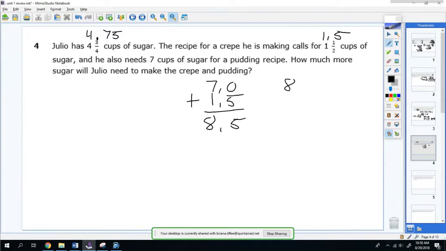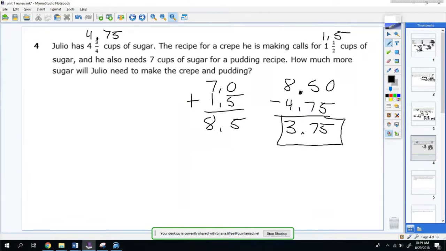So I'm going to take the cups of sugar he needs, and I'm going to subtract from what he already has. So when I subtract that, you get 3.75. So then he'll get 3 3/4 cups of sugar. He only needs to go out and buy 3 3/4 cups of sugar.